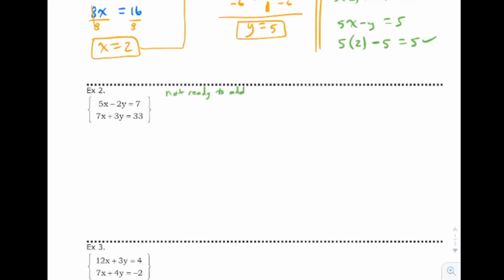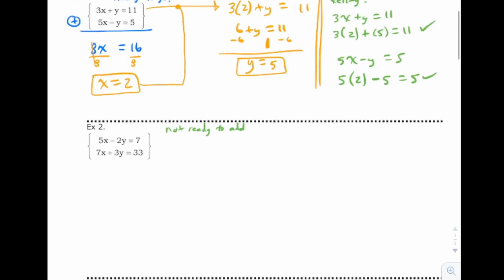Example 1 was ready to go, but this one's not ready to go. And don't write this down because it's not ready to go. 5x and 7x is 12x. If you add a negative 2y plus a 3y, you'll get a plus y. 33 plus 7 is 40. And I'm putting a frowny face because we didn't get rid of x and we didn't get rid of y either. We didn't get rid of anything. That doesn't do us any good.